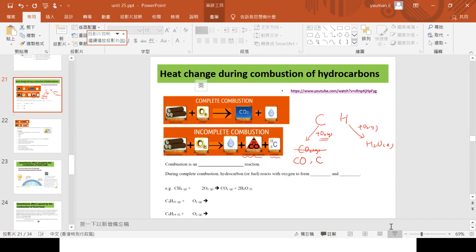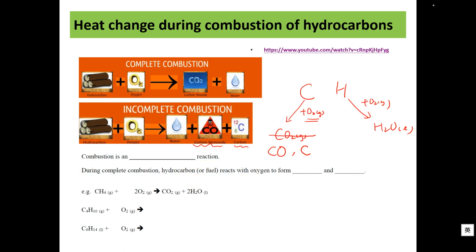Okay, so now we can write down: for combustion, no matter whether it's complete or incomplete combustion, it will be an exothermic reaction. That means it releases heat. But complete combustion, of course, will release more energy. Let's have a look at the products from incomplete combustion. Actually, these two are fuels. They can be further burned to give out more energy. That's why incomplete combustion actually has some energy that hasn't been released. So it releases less energy under incomplete combustion.